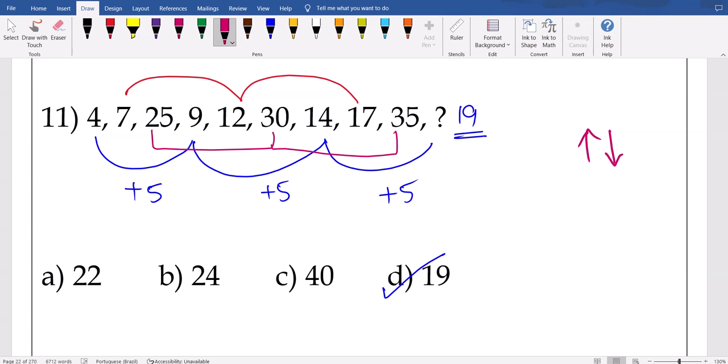In fact, they have given three options. Okay, 17 plus 5, 22 is also available. 35 plus 5, 40 is also available. All are plus 5 only. But you have to check which series is pending. What is that? After every two numbers, the other one is following the same logic. So 2, 2 you have to leave over. So it's actually 19. Three different series are there.